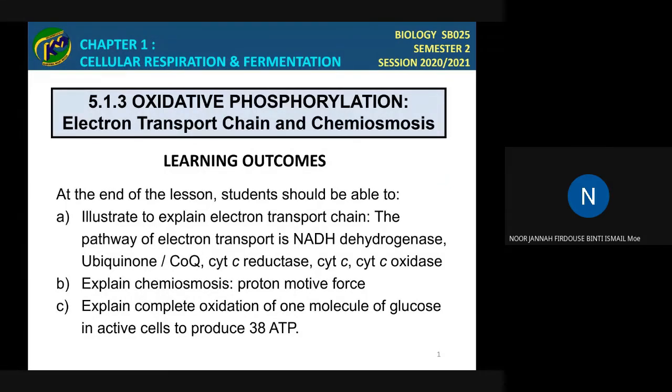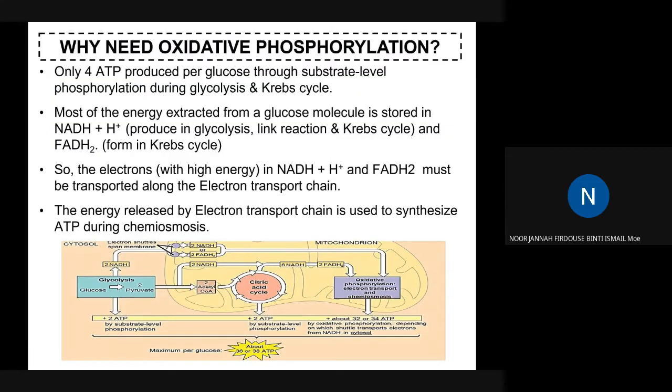Today's lesson is about oxidative phosphorylation. The learning outcome is for students to be able to illustrate and explain the electron transport chain, explain chemiosmosis and proton motive force, and explain the complete oxidation of one molecule of glucose in active cells to produce 38 ATP. First, we have to understand why we need oxidative phosphorylation.